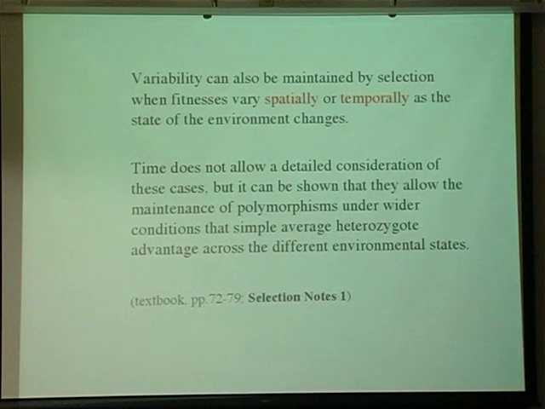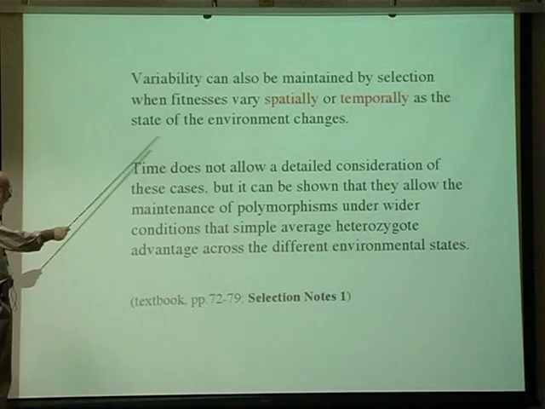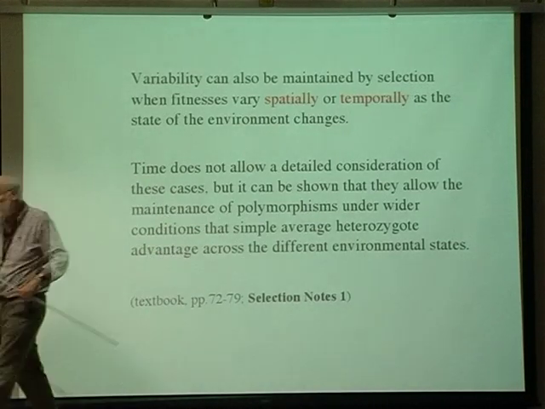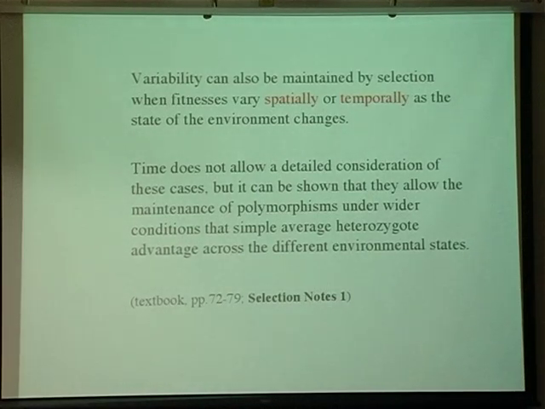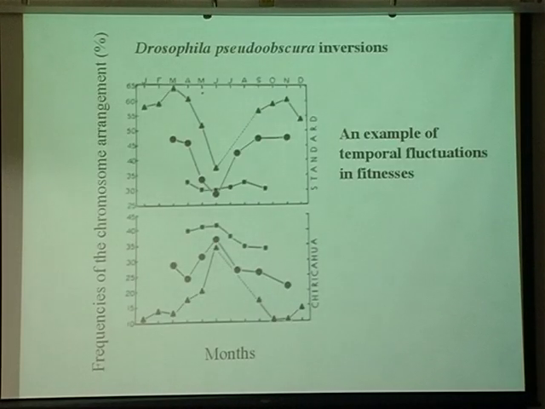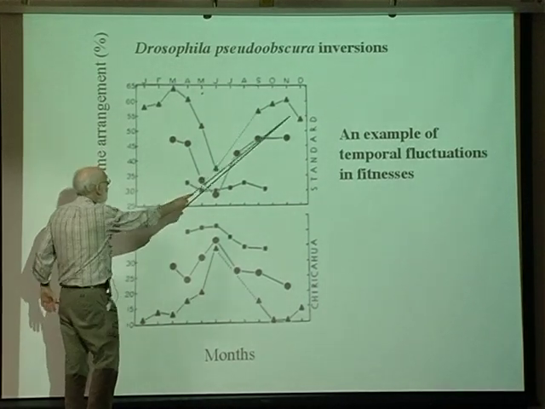That was also mentioned in the lecture yesterday, fortunately for me. Selection can vary in its nature, either spatially or temporally, as the state of the environment changes. And this can allow the maintenance of polymorphisms under much wider conditions than straightforward heterozygote advantage. So that can be important. We have examples of those. For example, here our old friend, the Drosophila pseudoobscura inversion polymorphisms. Studies of natural populations by Dobzhansky back in the 1940s showed that these fluctuated in frequency in a regular cycle repeatedly over different years. So in some time of the year, one form is favored, and another time of the year, another form is favored. You can see this one is going right down in frequency, then it's coming right up. And this goes on year after year.